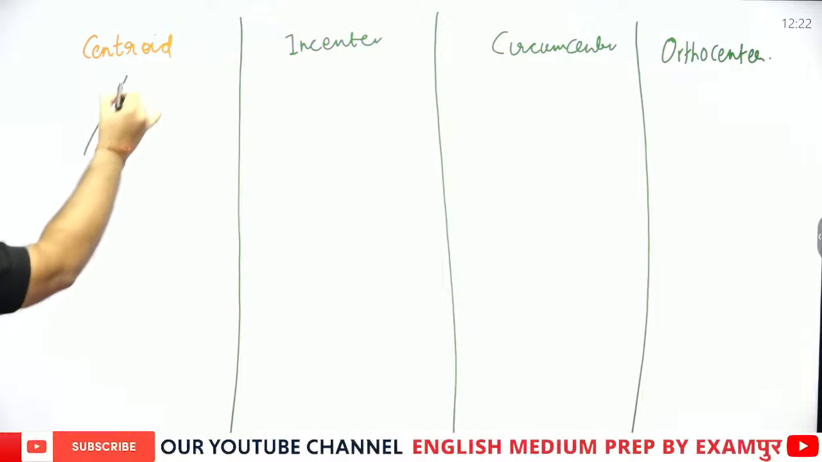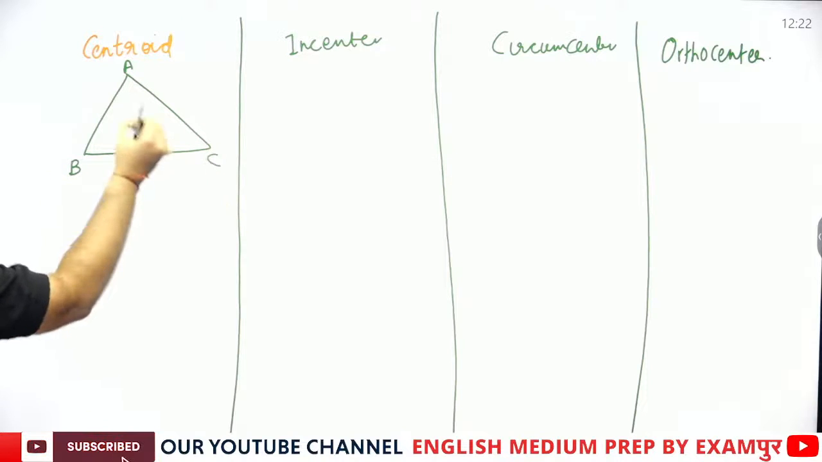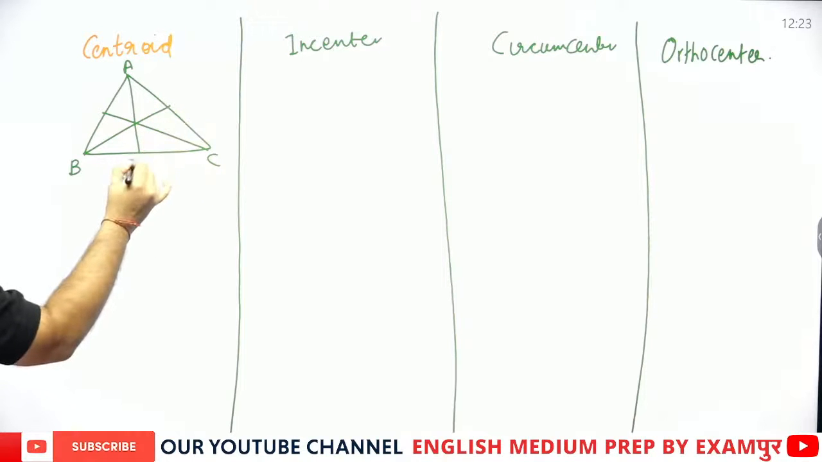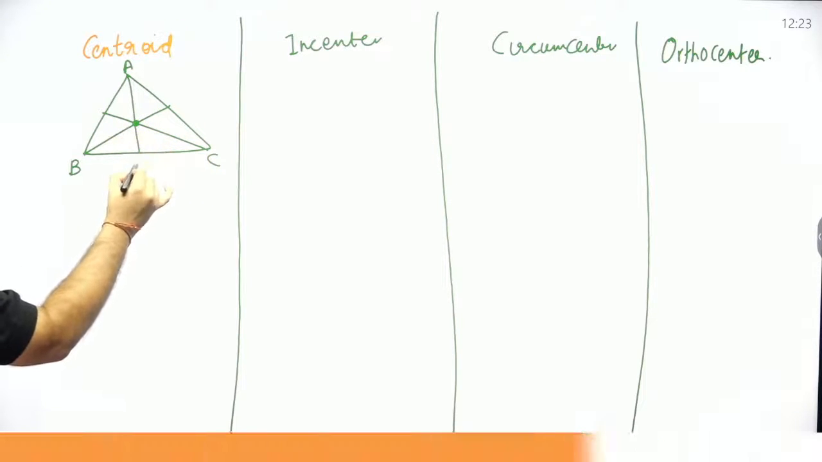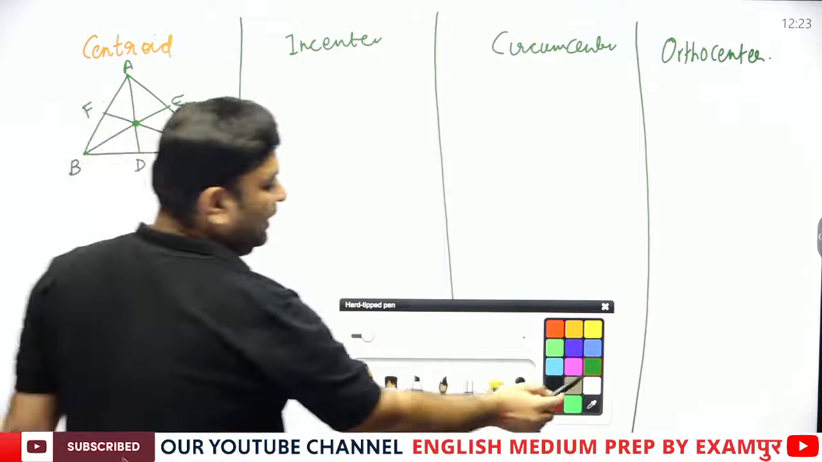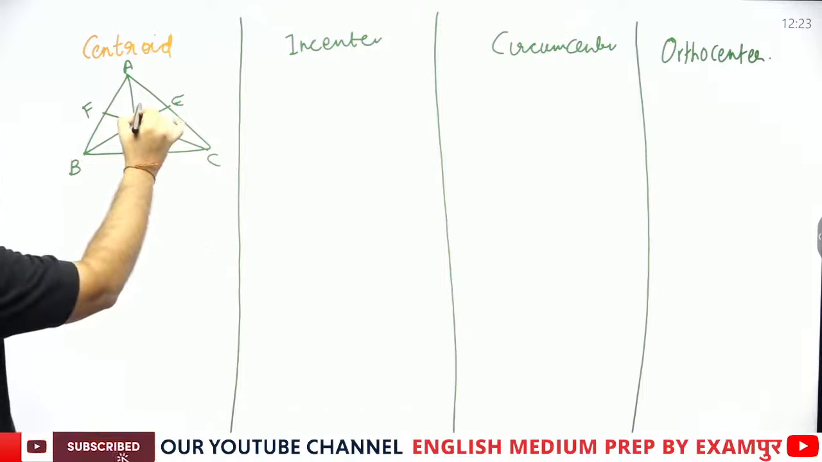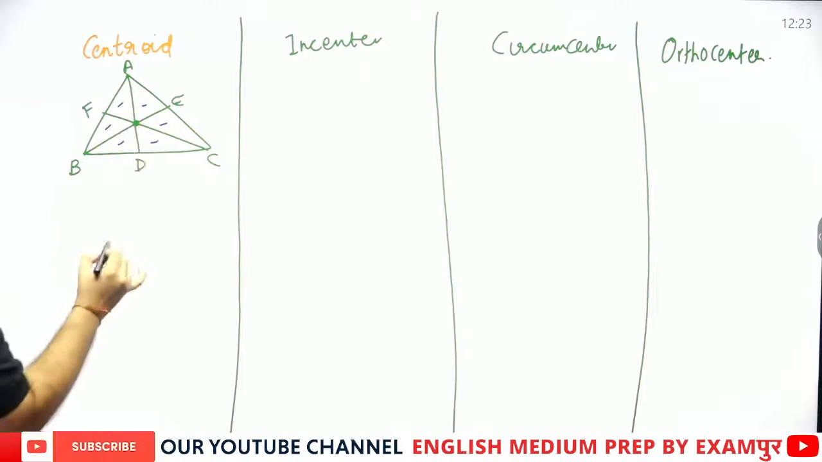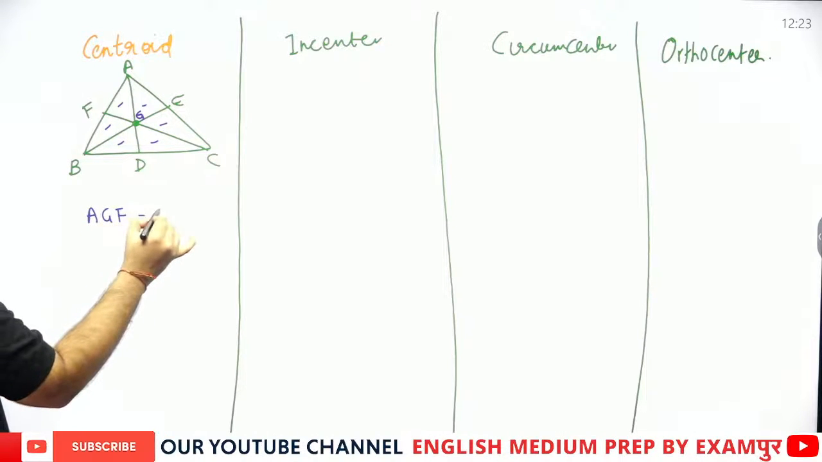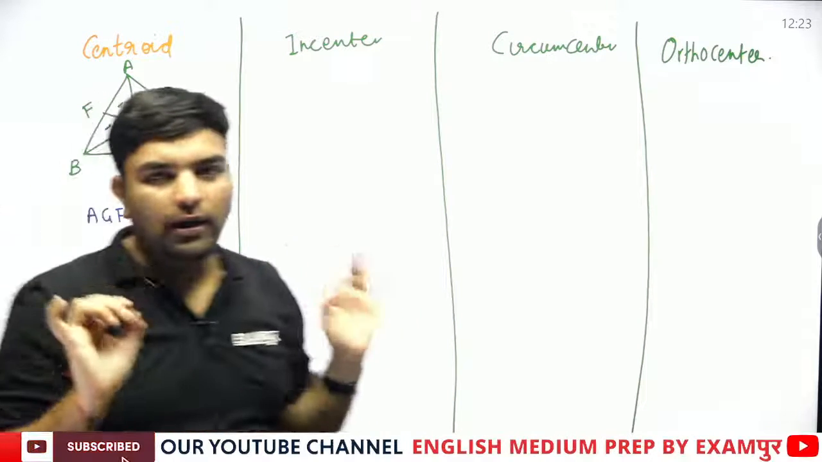First thing is, centroid divides the triangle into 6 equal parts. Or you can say AD, BE, CF. These 6 portions are of equal area. So area of AGF is equal to area of AGE. They all are of equal area.